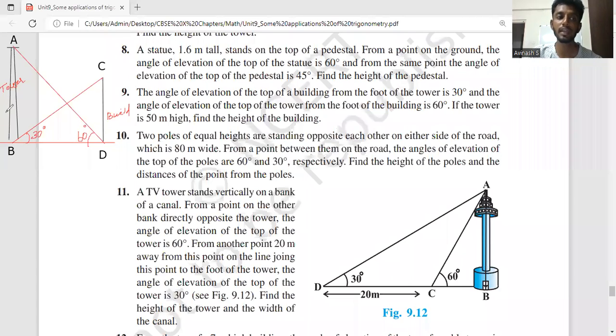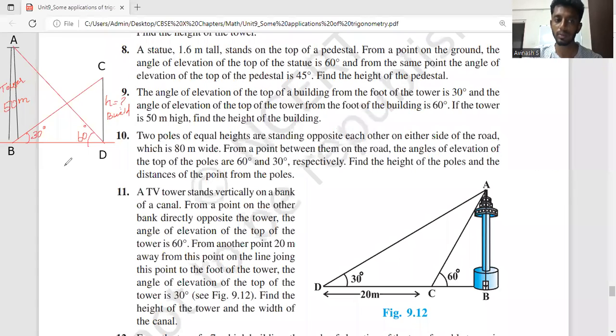If the tower is 50 meters high, they have mentioned the height of the tower, we are supposed to find the height of the building. So this is what we are supposed to find. This is what is being asked in the question. We can also interchange the positions, like the building can be drawn on the left and the tower on the right. That is also possible, but the angles should be intact. So this is how we draw the diagram for question number 9.